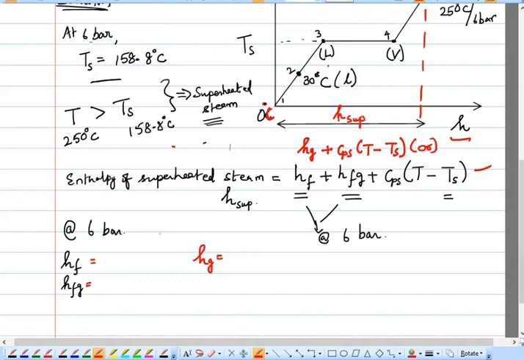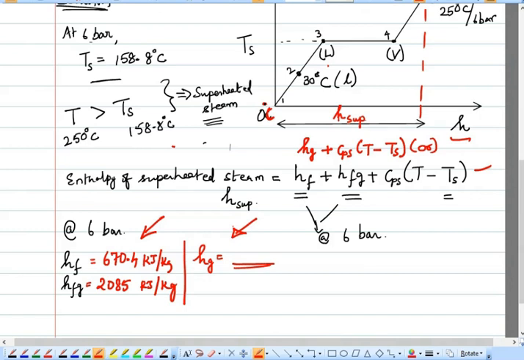I shall be calculating this problem with HF and HFG. So HF is 670.4 and HFG is 2085. The unit is kilojoule per kg. If you add these, you will be getting Hg. Either you can use this or you can use this value.